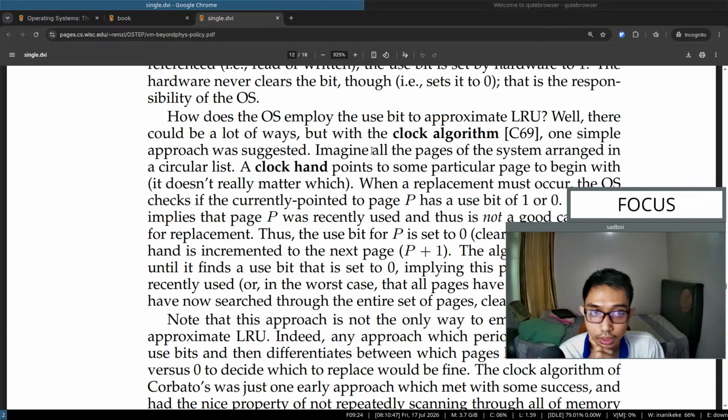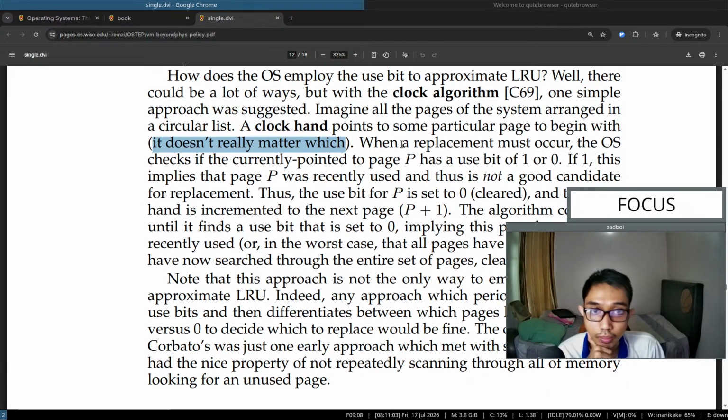Imagine all the pages of the system arranged in a circular list. A clock hand points to some particular page to begin with. It doesn't really matter which. When a replacement must occur, the operating system checks if the currently pointed-to page P has a use bit of 1 or 0.